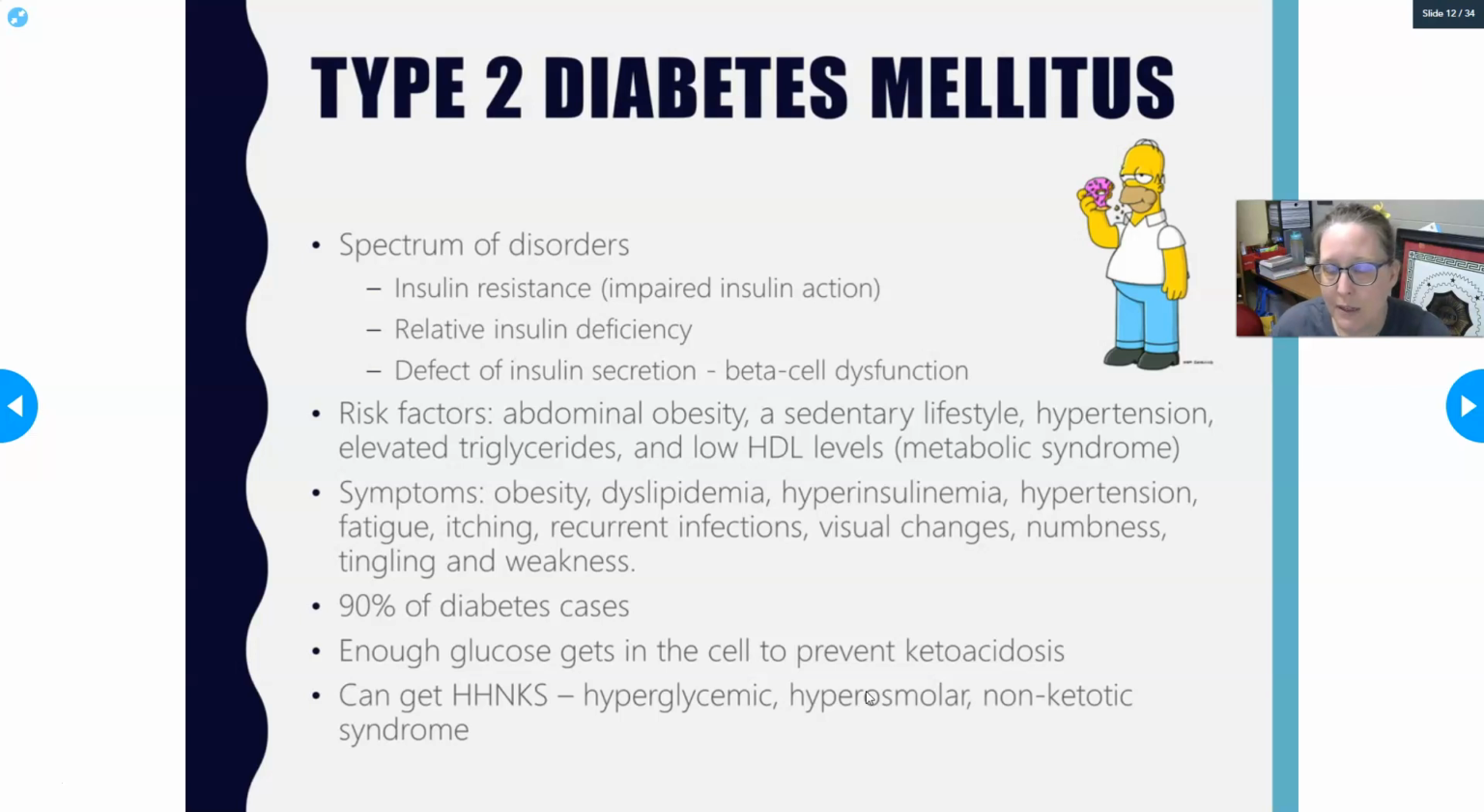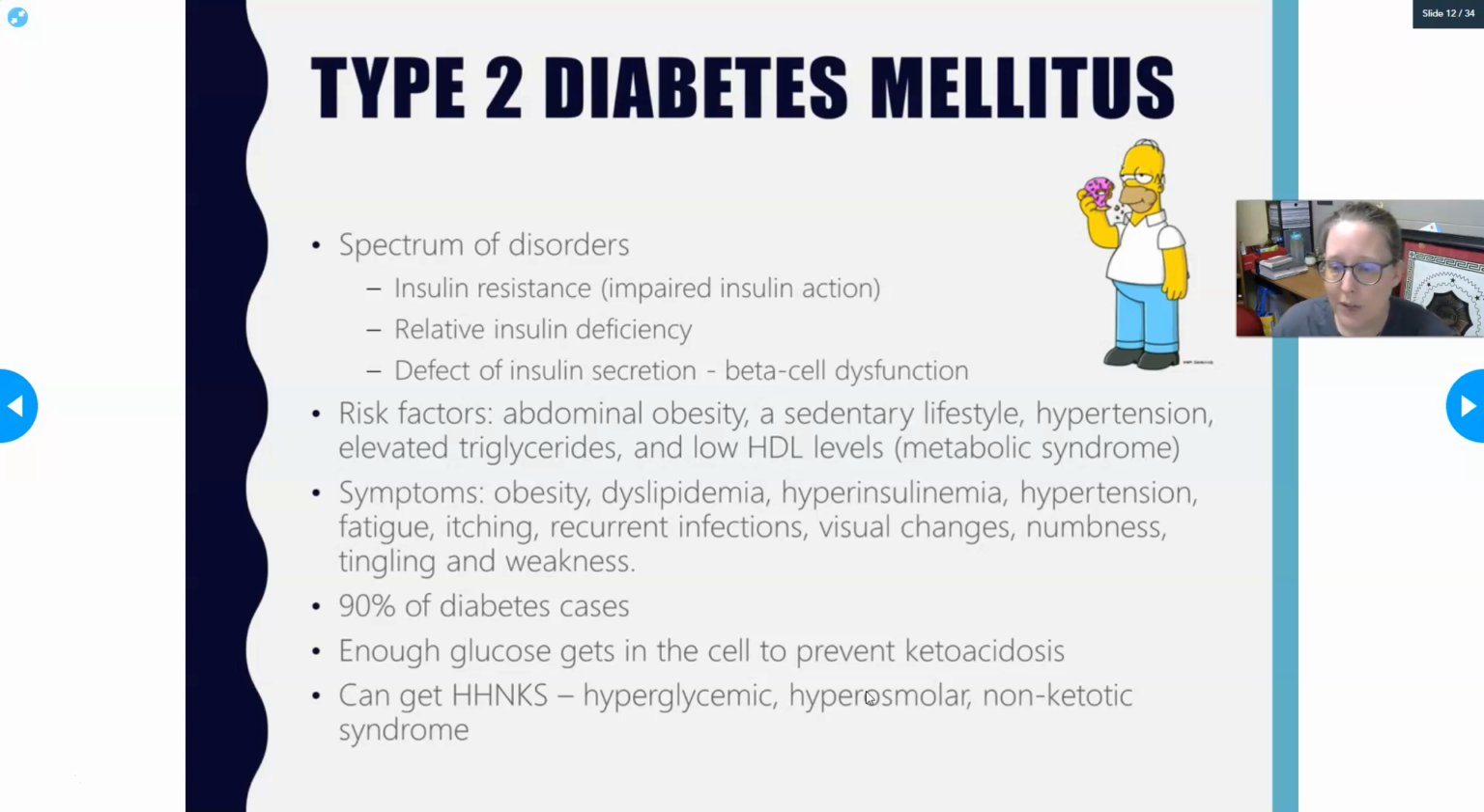Type 2 diabetes mellitus is going to be 90% of your cases of diabetes in the population. So usually if you see a patient and they're adults and they're overweight, you can pretty much bet it's going to be type 2 diabetes. But again, there are some adult patients with type 1 diabetes, and there are some children with type 2 diabetes.